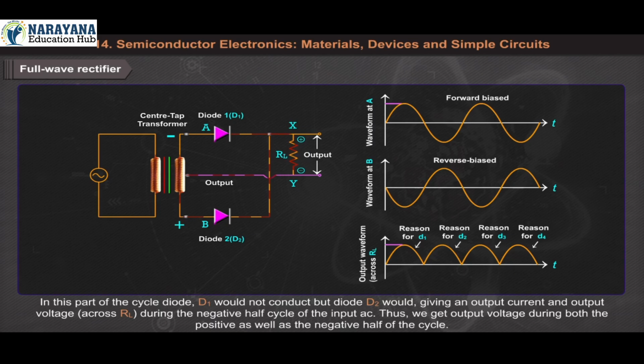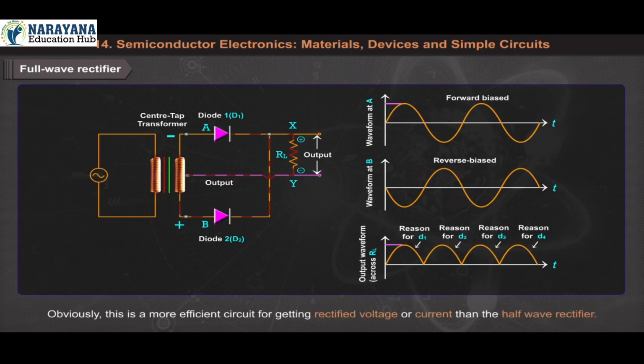Thus, we get output voltage during both the positive as well as the negative half of the cycle. Obviously, this is a more efficient circuit for getting rectified voltage or current than the half wave rectifier.